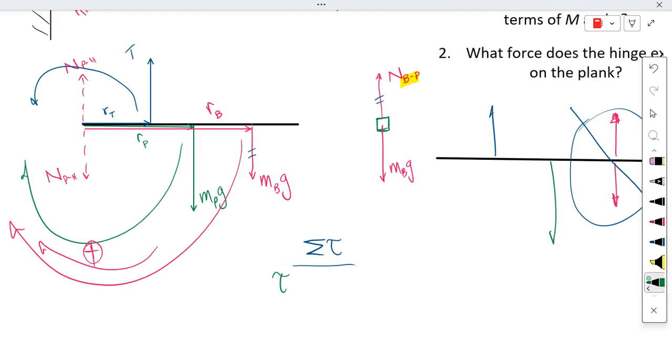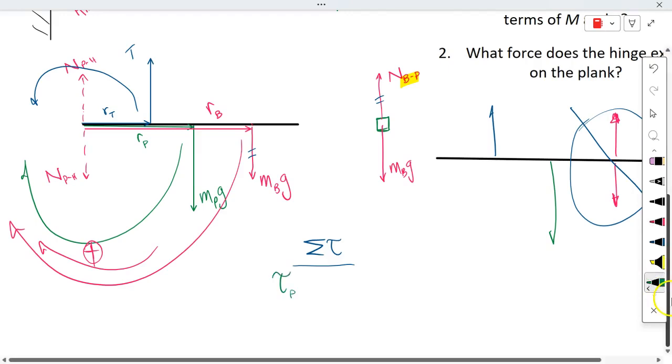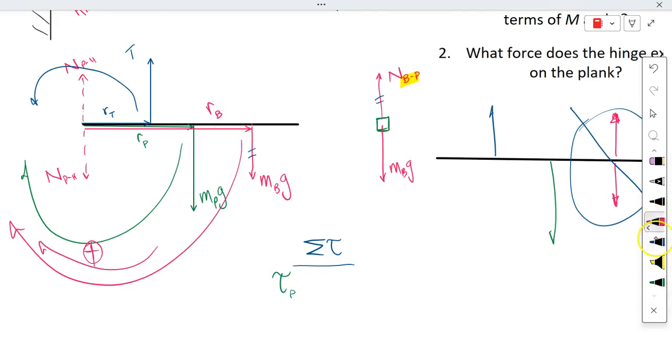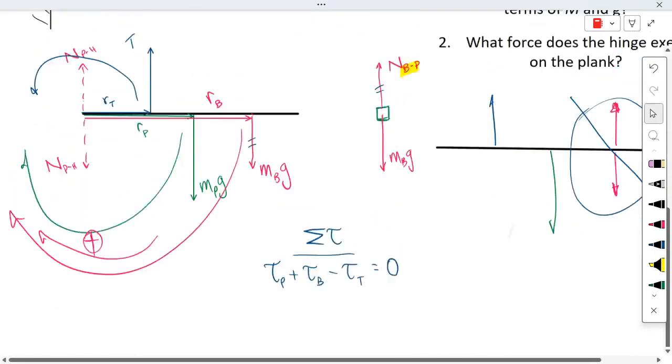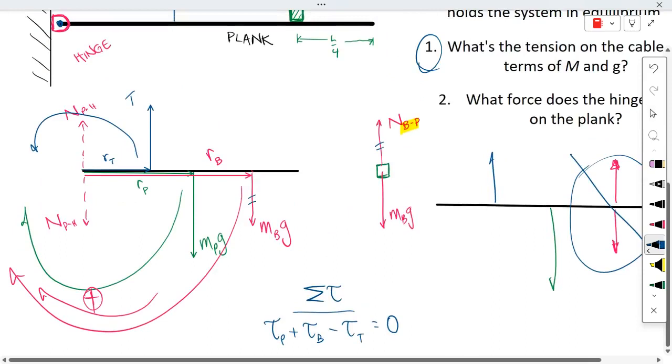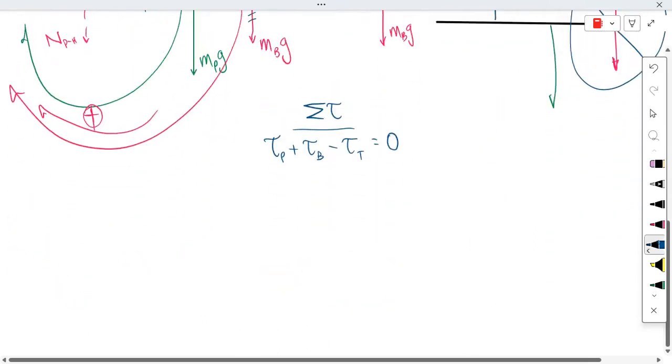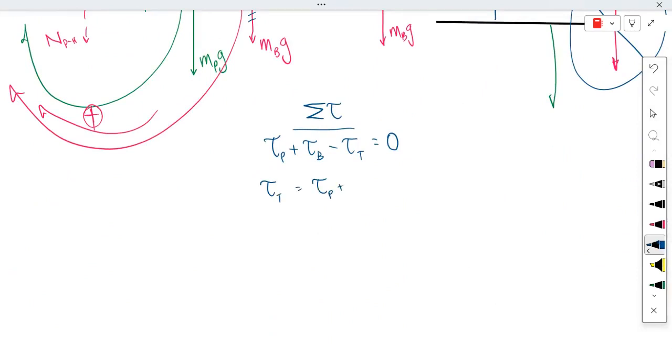So there's a torque created by the plank, by the plank's weight. There is a torque created by the box in the same direction. There is a torque created by the tension in the opposite direction. This system's in equilibrium, and we're looking for the tension force. So let's see: the torque by the tension equals the torque by the plank plus the torque by the box.